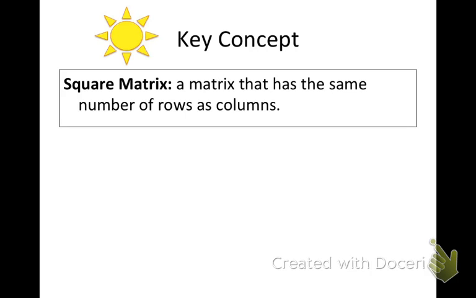And a square matrix is a matrix that has the same number of rows as columns. The reason why we need to know what a square matrix is, is because we're going to need to use square matrices when we're doing our row operations. So a 2 by 2, or a 3 by 3, or a 4 by 4, or a 5 by 5, those would all be considered square matrices.